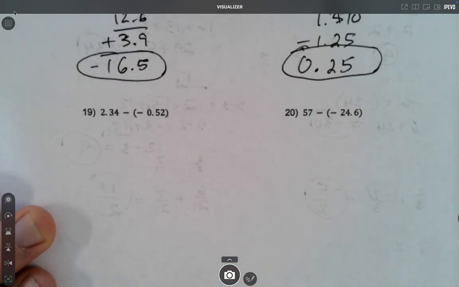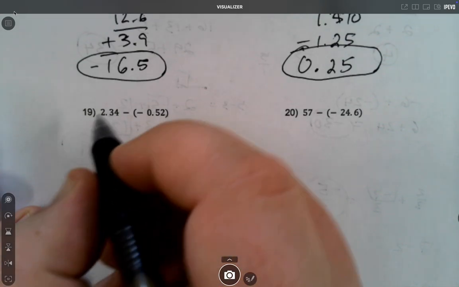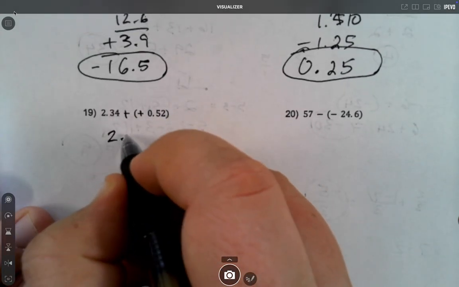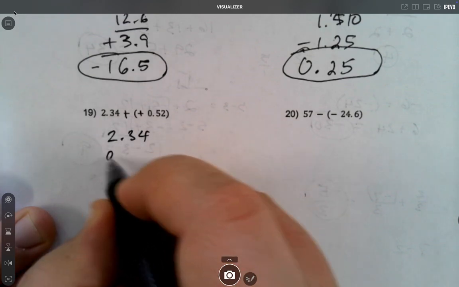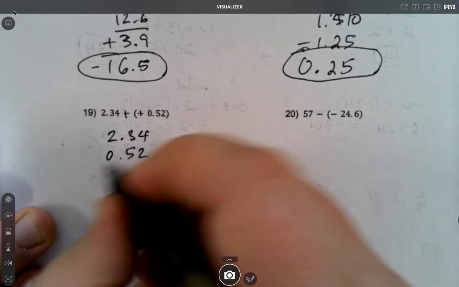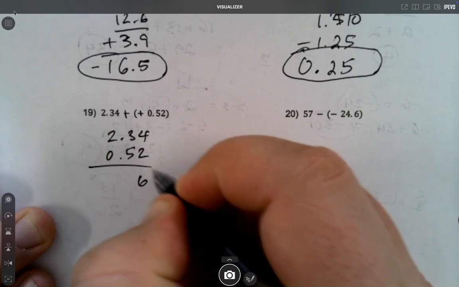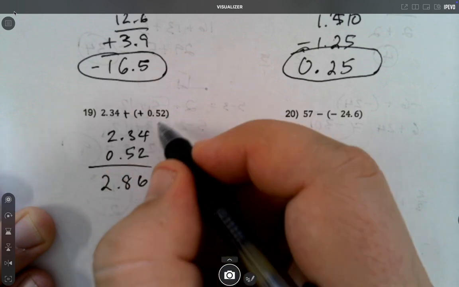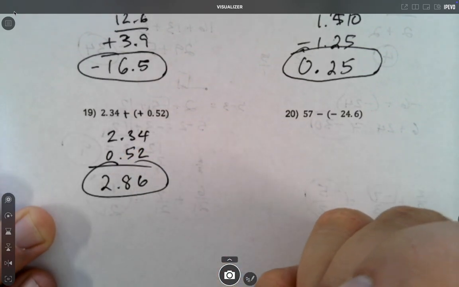Okay, 19, we see subtraction, so we're going to do keep, change, change. So we're actually adding these two together. They're both positive. So we just add them together. 4 plus 2 is 6. 5 plus 3 is 8. 2 plus 0 is 2. And since they're both positive, our answer stays positive.